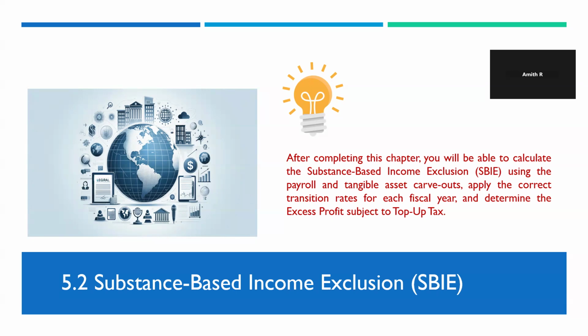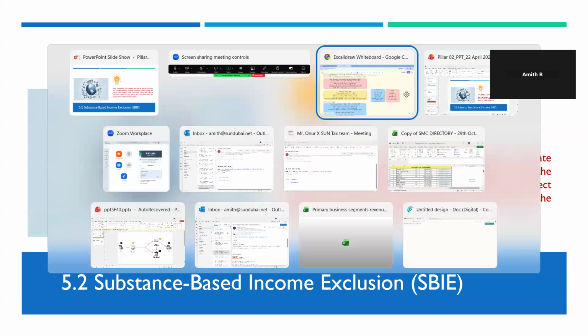Now, you tell me one thing. You already know what is substance-based income exclusion. We learned it in chapter 2, right? Why would you need to have a substance-based income exclusion? So, where are we in terms of computation? I'll just open my sheet.